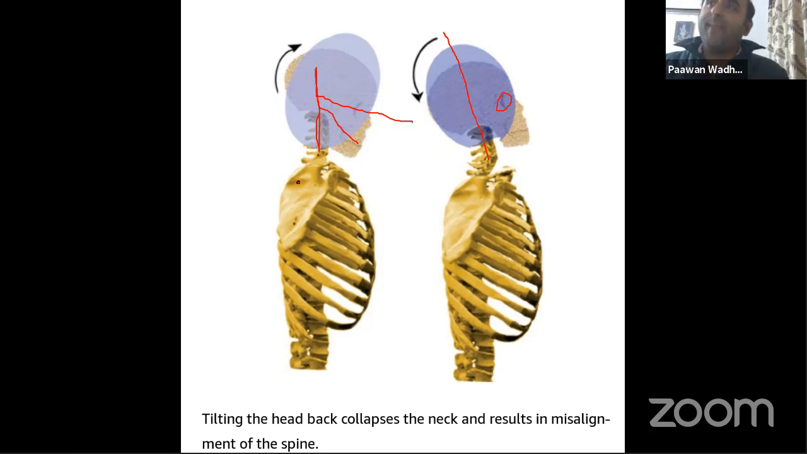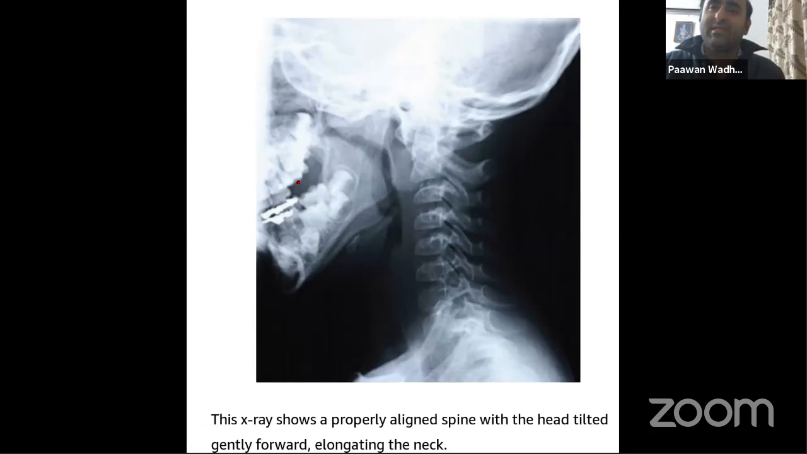You have to imagine first what I will be teaching you in my practical demonstrations. This X-ray shows a properly aligned spine with the head tilted gently forward. Head is a little downwards like this, and this is the spine. This is the cervical spine, right? So straight and so nice. So my neck is a little down right now.